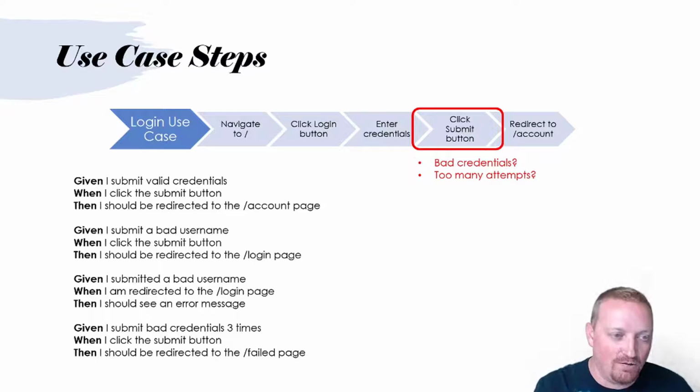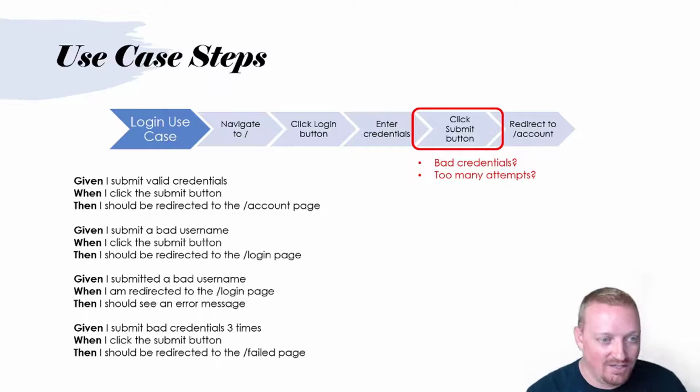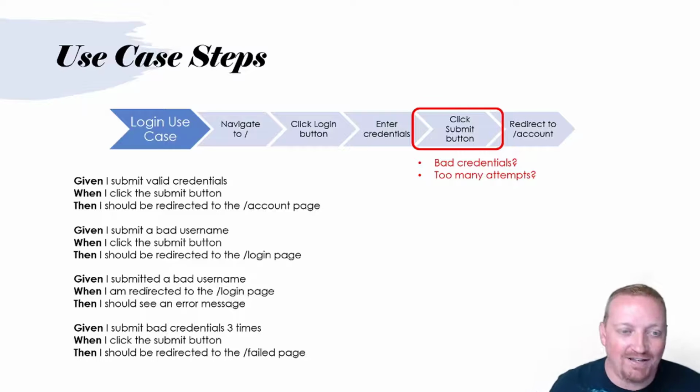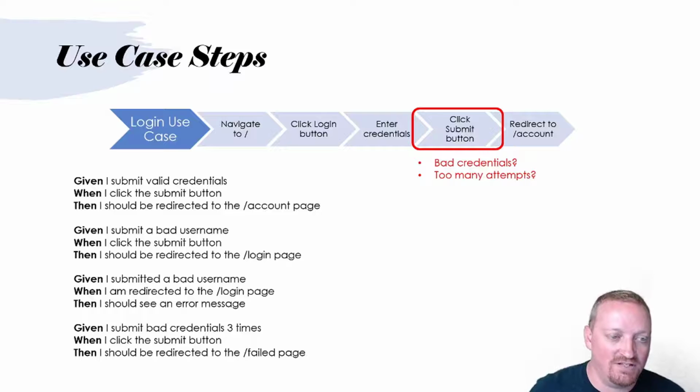So the second acceptance criteria that we have here is given I submit a bad username, when I click the submit button, then I should be redirected to the login page. That's one acceptance criteria, but we have a different acceptance criteria that says given I submitted a bad username, same setup, but when I am redirected to the login page, that's a different trigger, then I should see an error message. And in fact, if you look very carefully at the second and the third acceptance criteria on here, you'll notice that the result of the first acceptance criteria, then I should be redirected to the login page, is actually the trigger for the next acceptance criteria, right? When I am redirected to the login page. So these two things are very, very closely tied together.